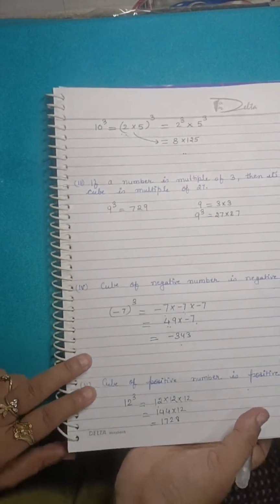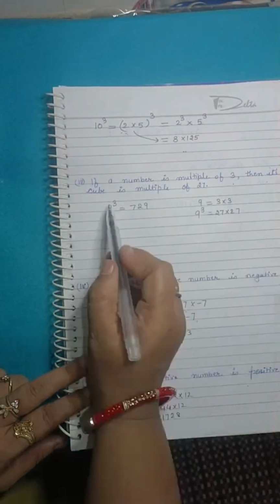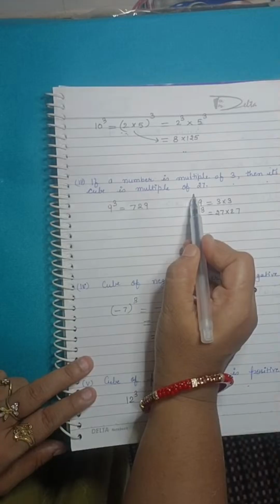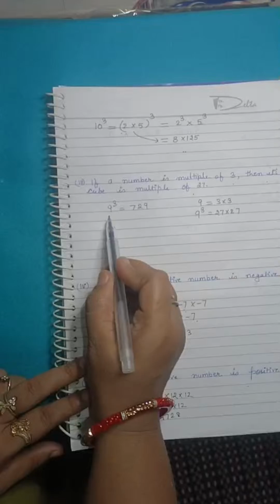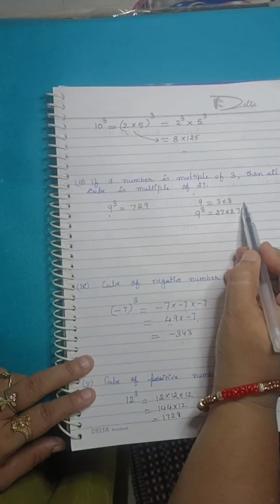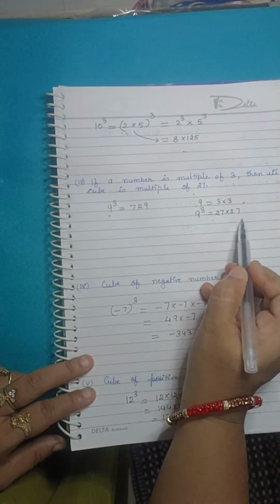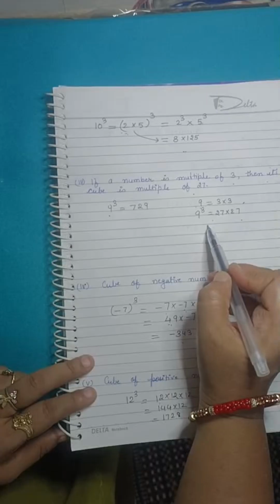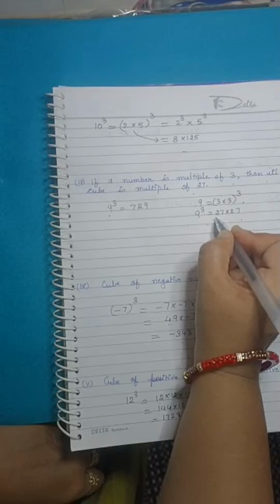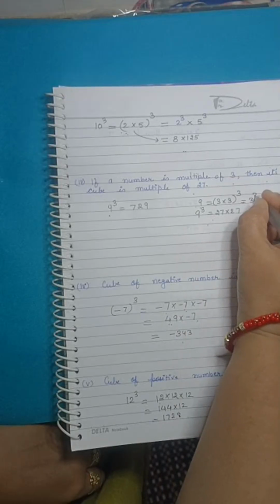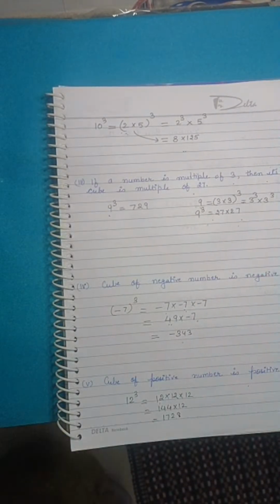Similarly, one more property is there. If a number is a multiple of 3, its cube will be a multiple of 27. So suppose we have taken 9 cube. 9 is a multiple of 3. So when you do 9 cube, you are going to get 27 multiplied by 27. That means you can say 3 to the power 3 multiplied by 3 to the power 3, that is 27 into 27.